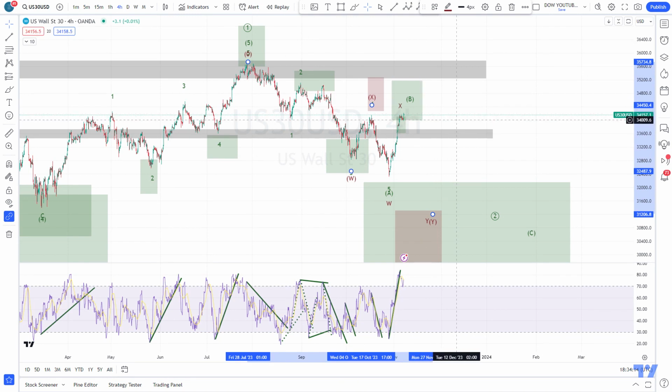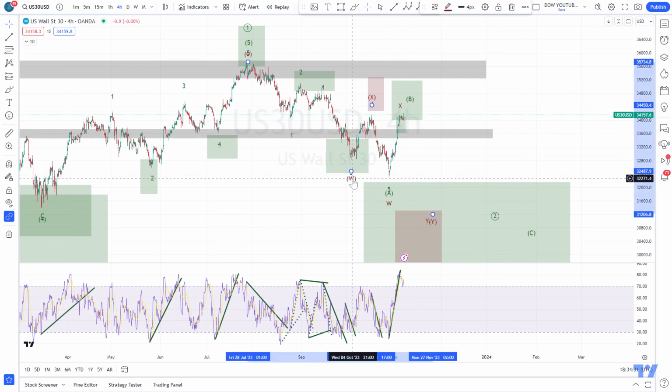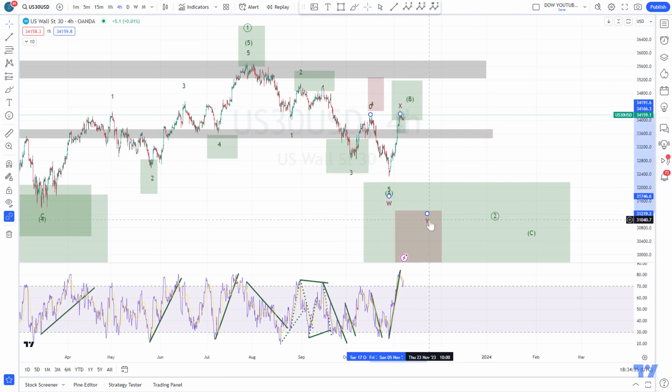Now, of course, today we took out this high right here, so that means that this scenario is actually invalidated. The scenario here indicated in red, so I can take it off the chart. This scenario is no longer valid.